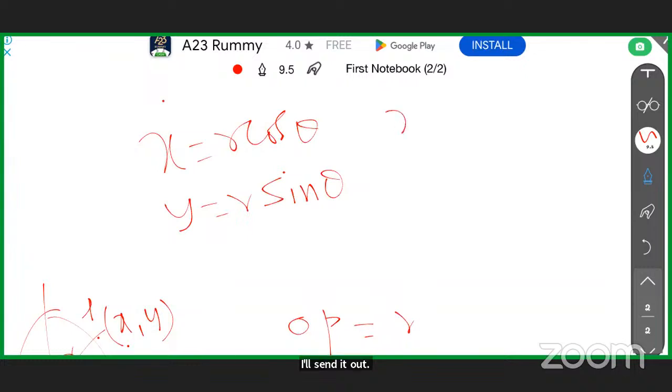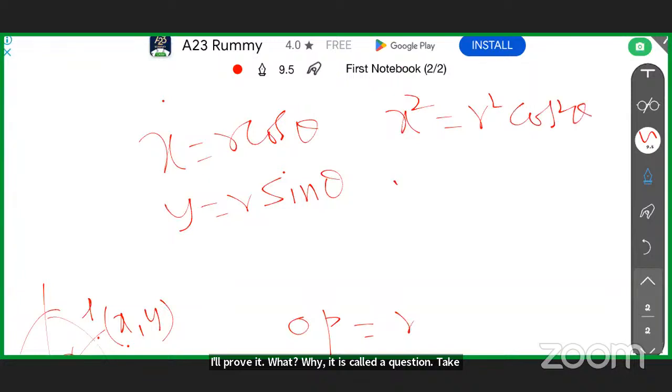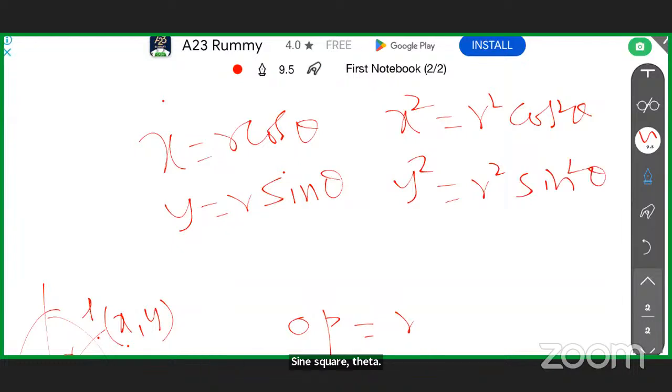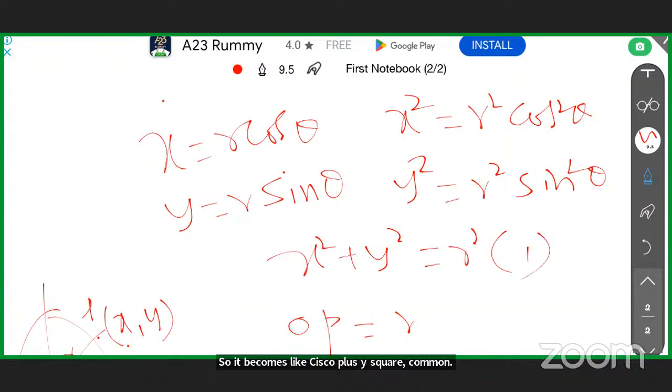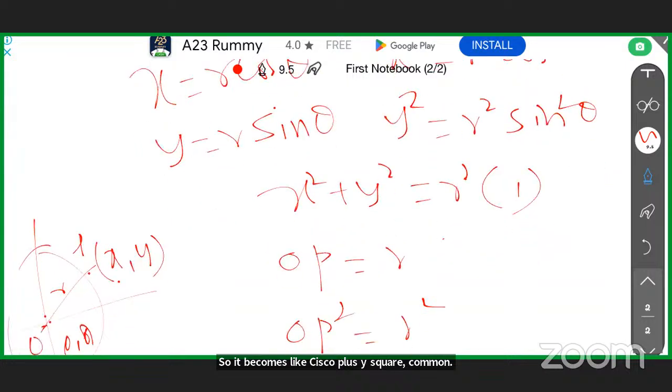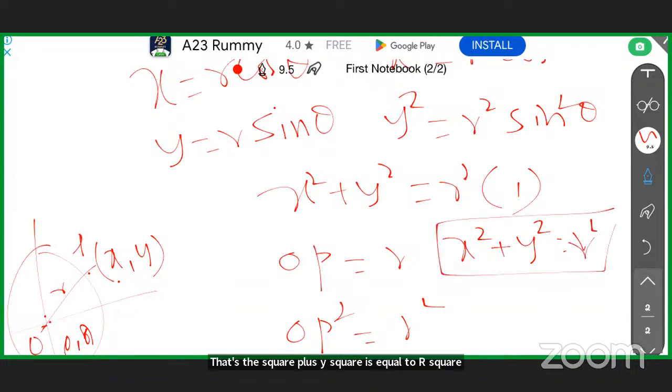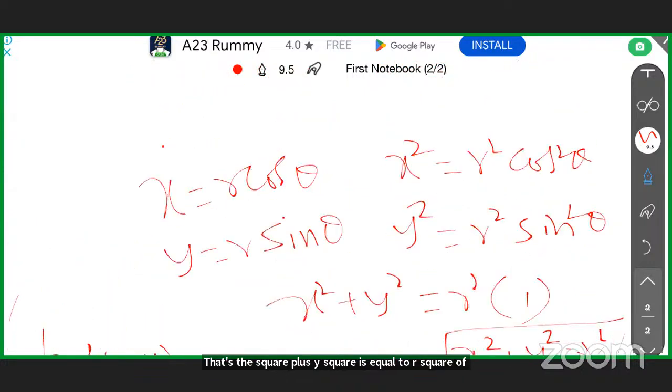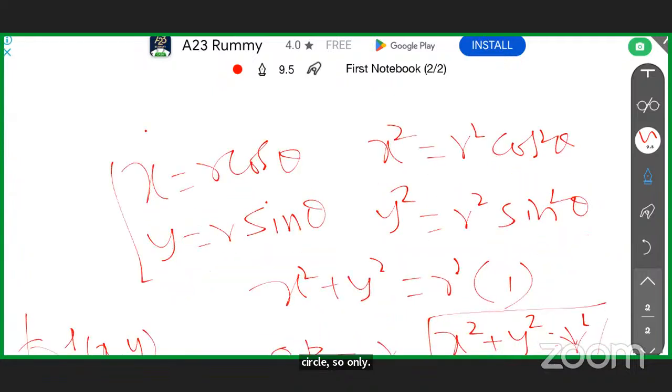Take square on both the sides: x square is equal to r square cos square theta, and y square is equal to r square sin square theta. Add left hand side with left hand side, right hand side with right hand side. So it becomes x square plus y square. I'll take r square common. Cos square theta plus sin square theta is equal to 1. So it will become x square plus y square is equal to r square. See, we're getting an equation of circle. So only x is equal to r cos theta, y is equal to r sin theta is called the parametric equation of a circle.